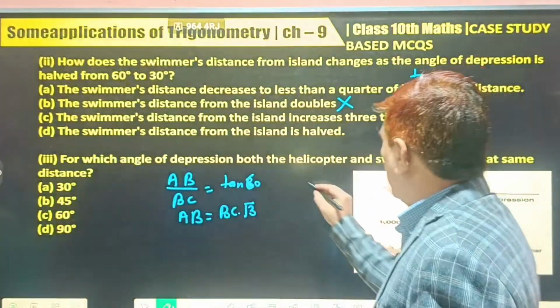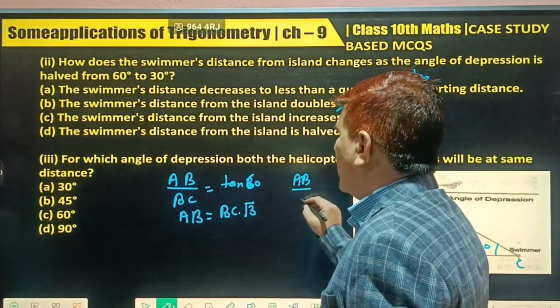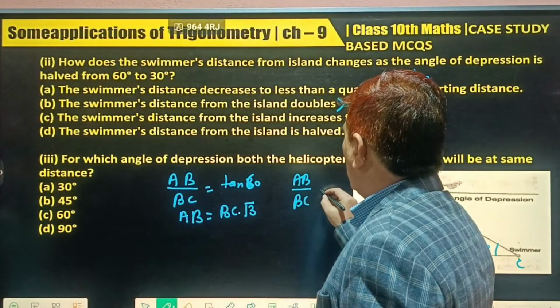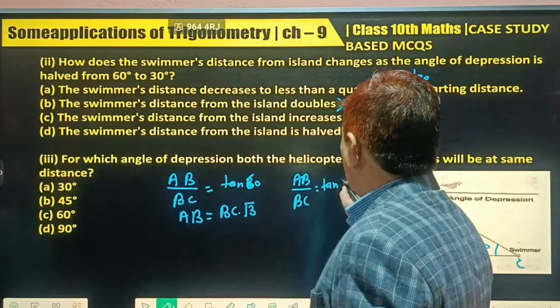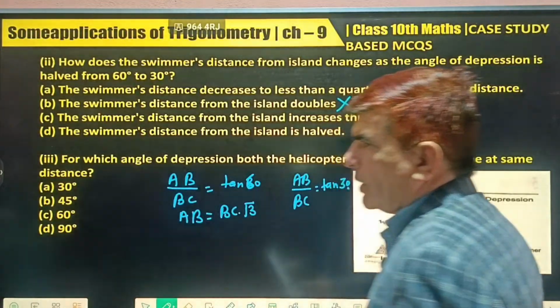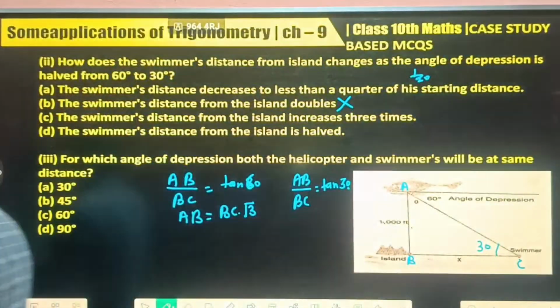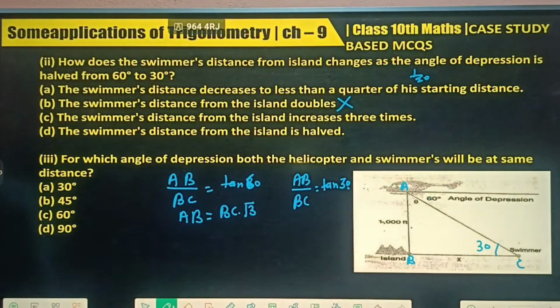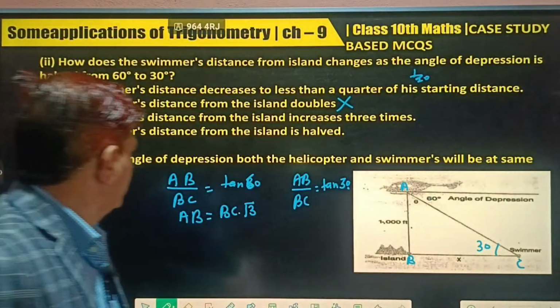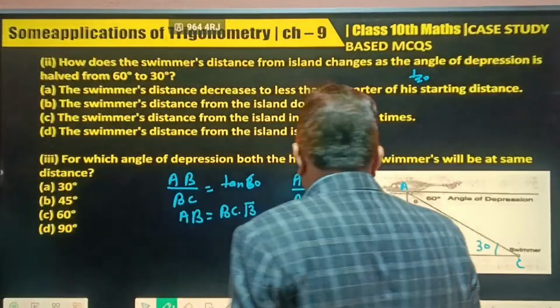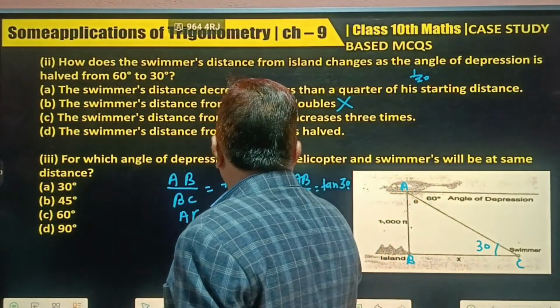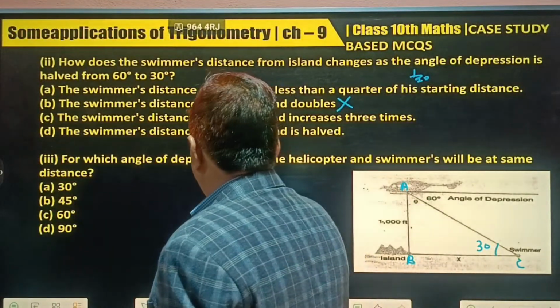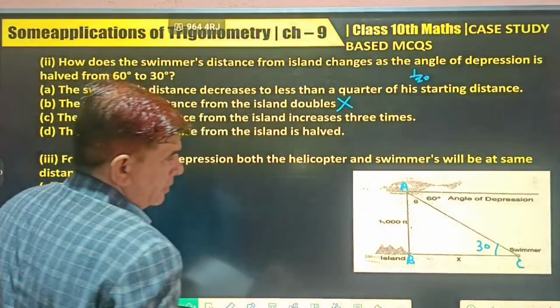And if the angle is 30 degree, AB by BC is equal to what? Tangent 30 degree. Just wait, once I tell you, try to understand. The distance will definitely decrease, but how much? So what are we taking?